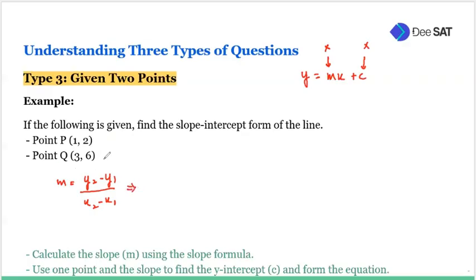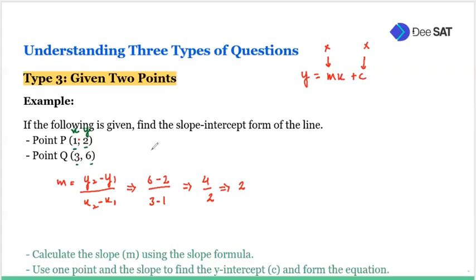So change in y can be represented as 6 minus 2, whereas change in x can be represented as 3 minus 1. 6 minus 2 is 4. 3 minus 1 is 2. My value for the slope stands equivalent to 2. Now, to figure out the y-intercept, I need only 1 point. In this case, I have two. These are the x values and these are the y values: 1, 2, 3, 6. X values are 1 and 3, y values are 2 and 6, right?